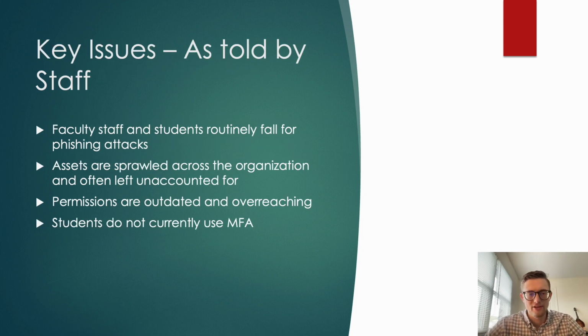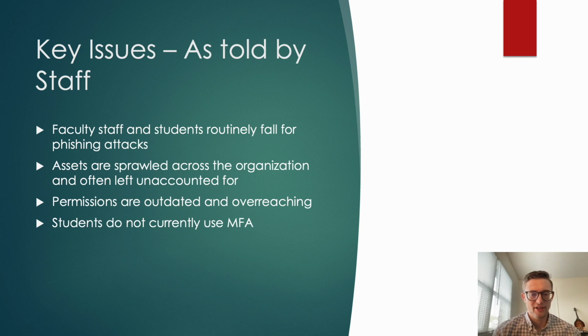So here are the key issues that the college is facing, as told to me by staff. Faculty, staff, and students routinely fall for phishing attacks. Mentioned several examples of faculty giving away very, very personal information. So that's something we'll have to look at, find some solutions for. Assets are sprawled across the organization and often left unaccounted for. So data is all over the place, and they don't have a great way of managing that.